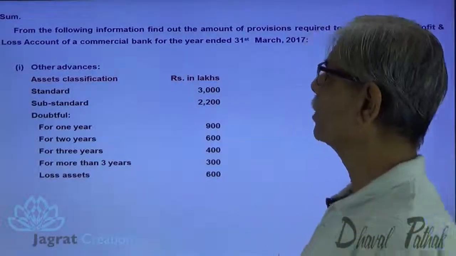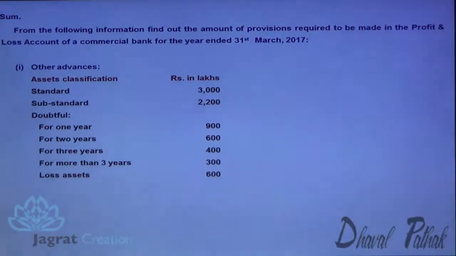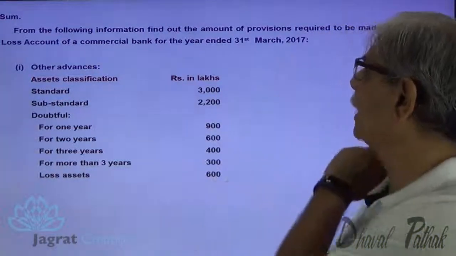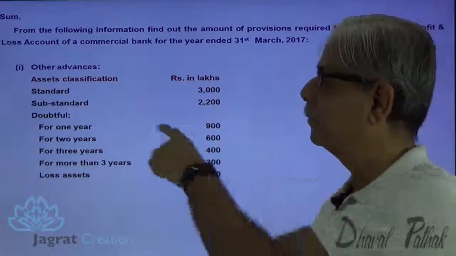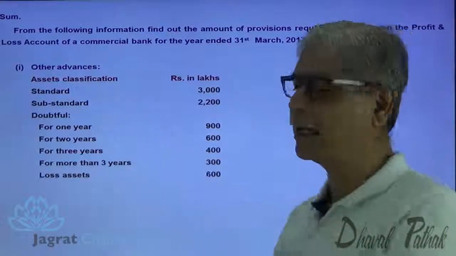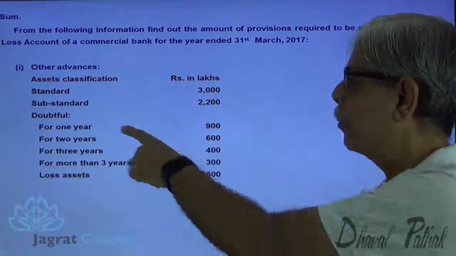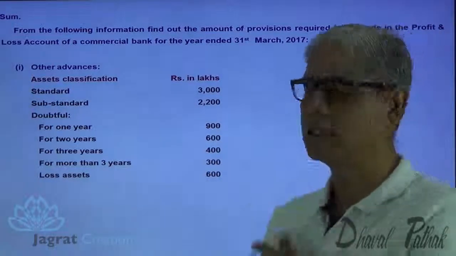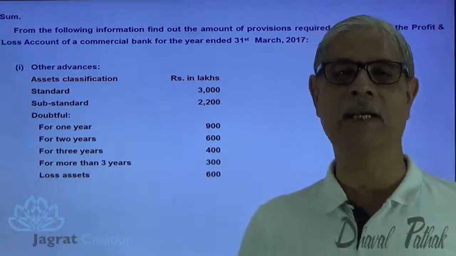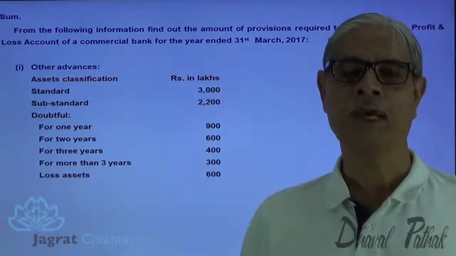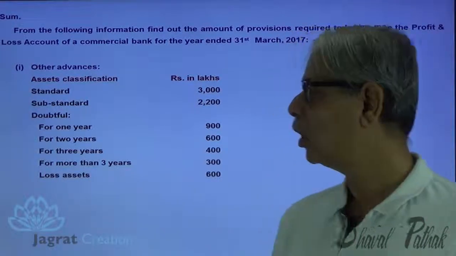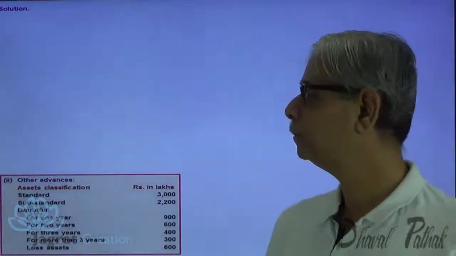From the following information, find out the amount of provision required to be made in the profit and loss account of a commercial bank for the year ended on 31st of March 2017. The assets are classified: standard asset, substandard asset, doubtful asset, doubtful for more than 1 year, 2 year, 3 year, more than 3 years, loss assets. Now, how much provision for bad and doubtful debt should be made by the bank and need to be debited to profit and loss account? For that, observe. This is the details of the sum.